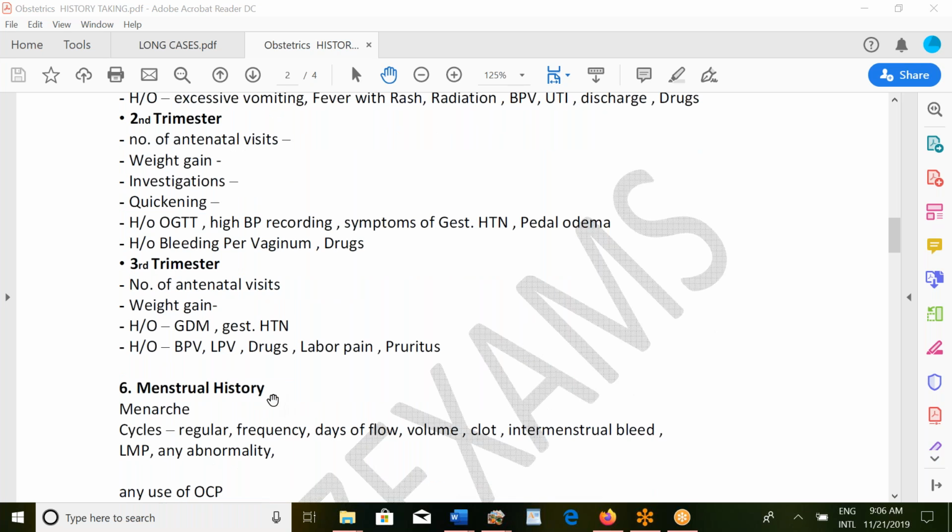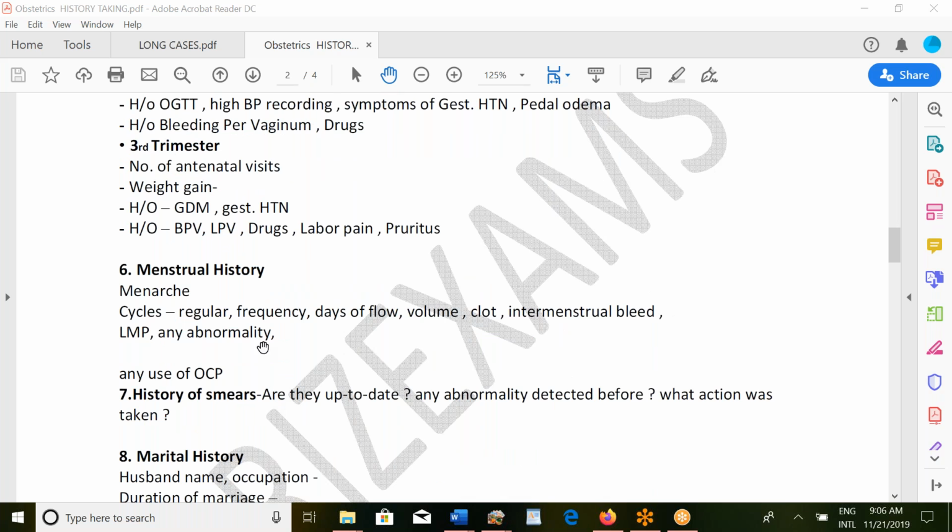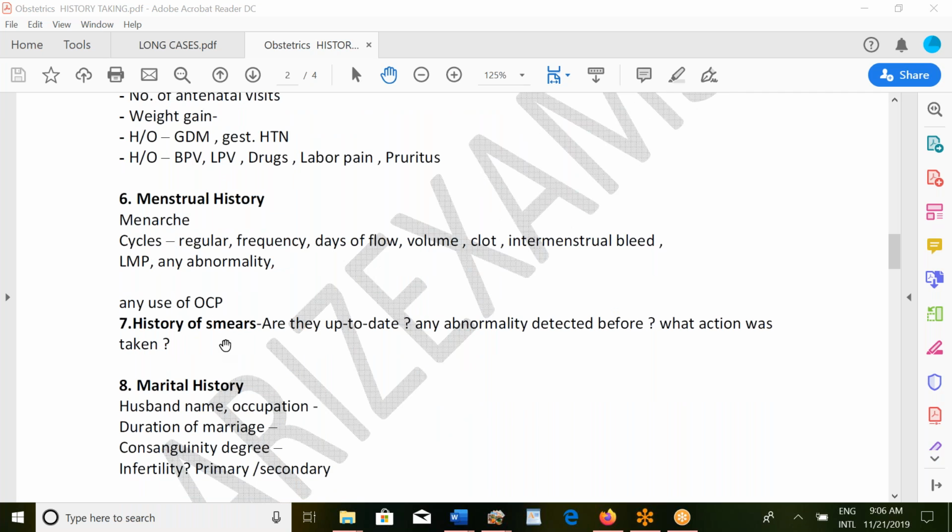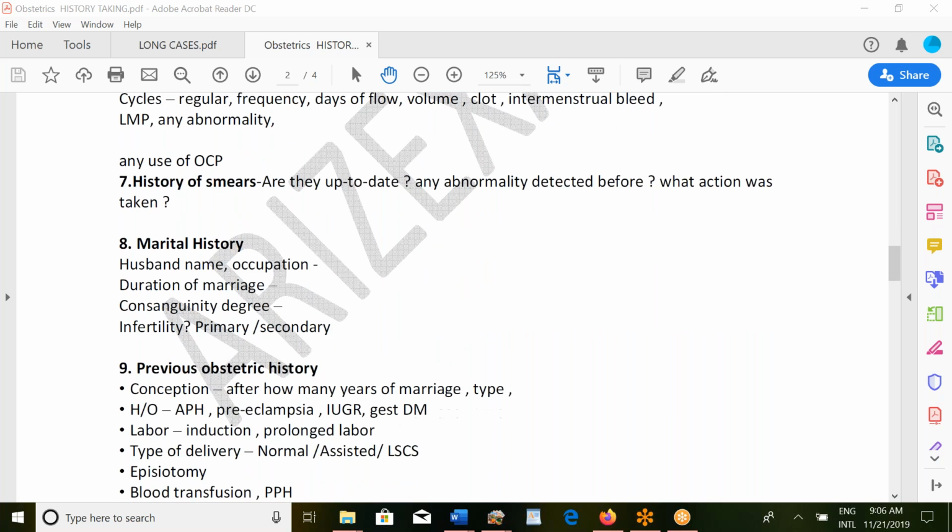Then menstrual history, again: menarche, cycles, how were they, regular, frequency, days of flow, volume, clots, intermenstrual bleeding, any abnormality, any use of COCPs. Then, are your smears up to date, any abnormality detected before, what action was taken. Marital history: this is not essentially the marital history, but who lives with you, do you feel safe at home, do you feel good at home.